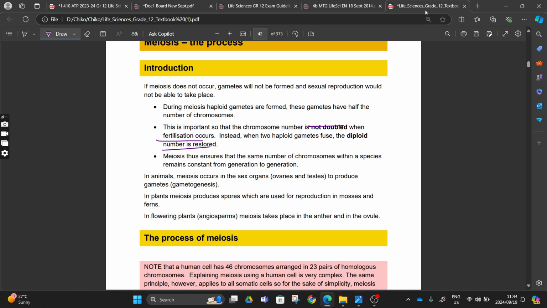In animals, meiosis occurs in sex organs called ovaries and testes, you know about this, to produce gametes in the process called gametogenesis. And then in plants, we mostly see it in mosses and ferns to produce spores, and in angiosperms, or the flowering plants, we see it happening in the anther and the ovule.